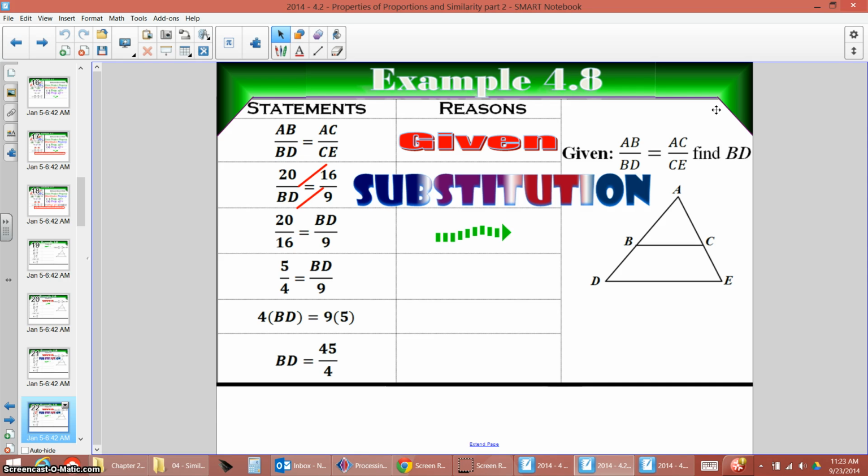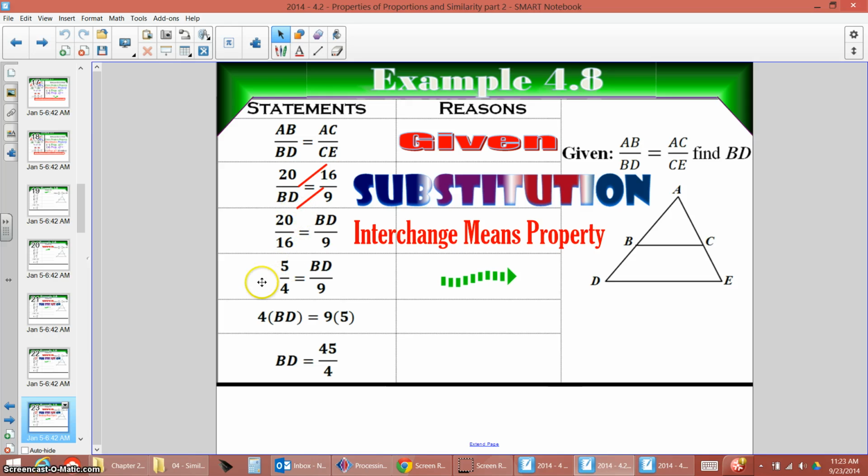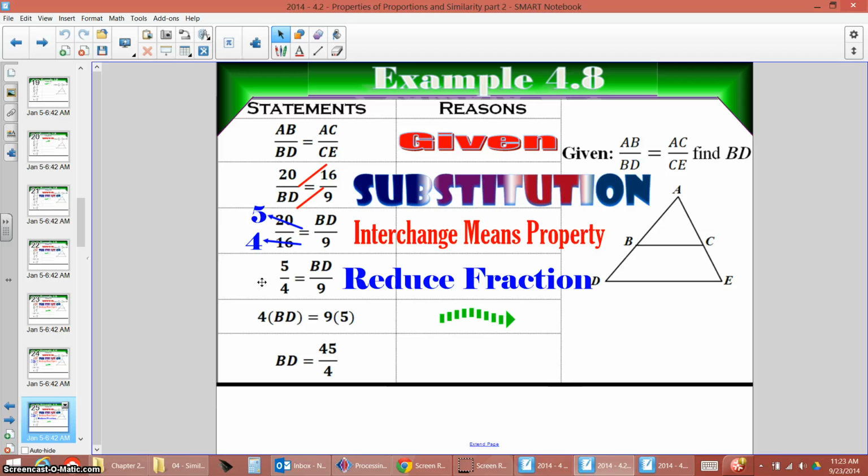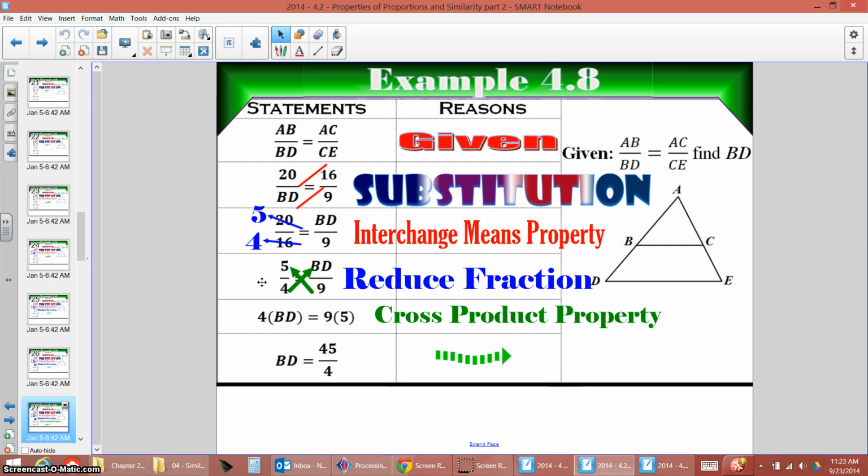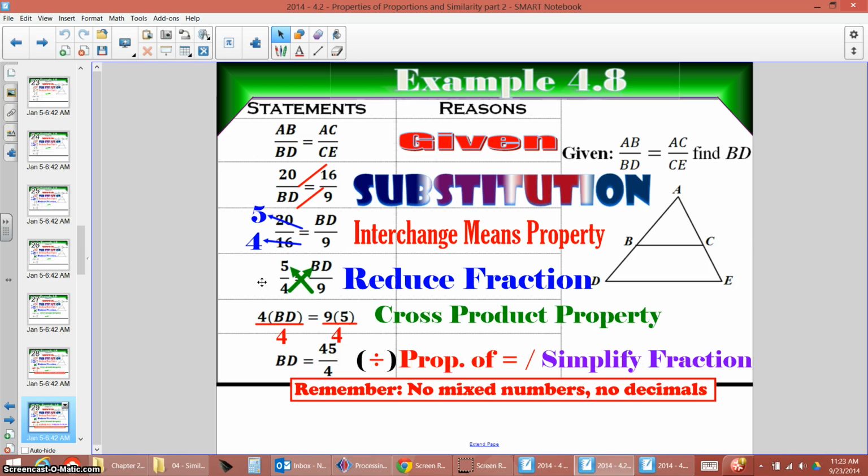Now it looks here like we're going to switch it. Instead of having 20 over BD, we switch the means, and we get 20 over 16 equals BD over 9. Now I can reduce down, the interchange means property. I can take 20 over 16 right here, and I can reduce that down to make the number smaller, which is nice. So we reduce the fraction. And now we do our cross product property. And now we divide by 4, and we get 45 over 4.